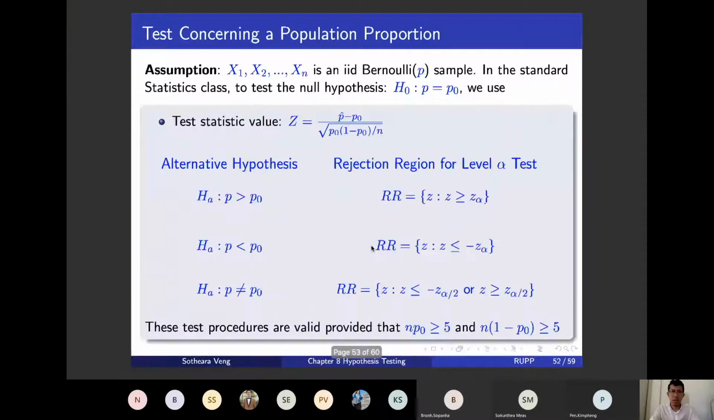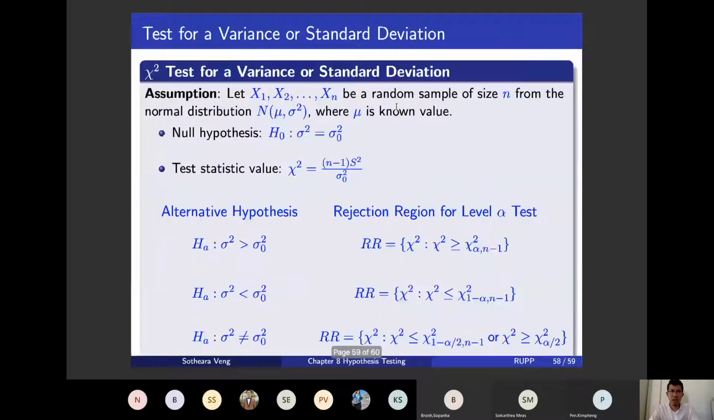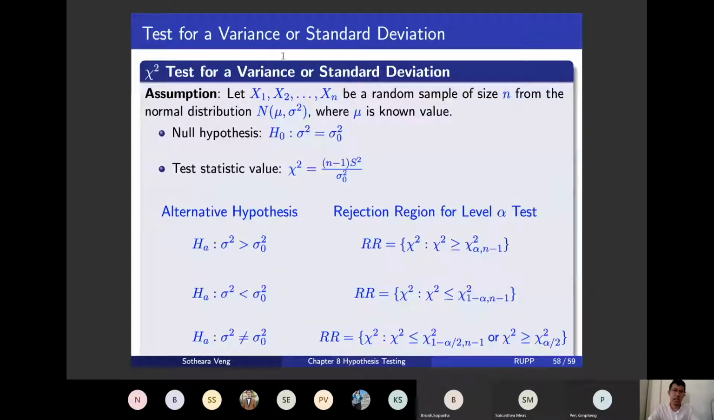It is about the test with a population proportion. Okay, but I will not consider this. I just move to the test for a variance or standard deviation.